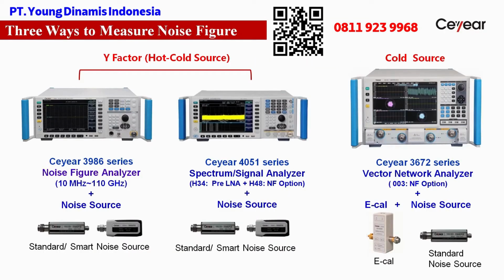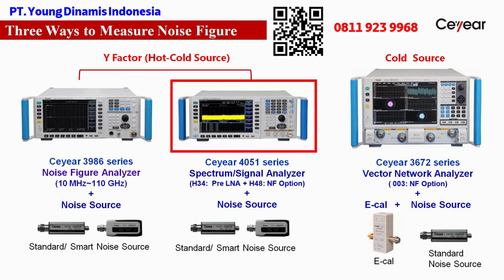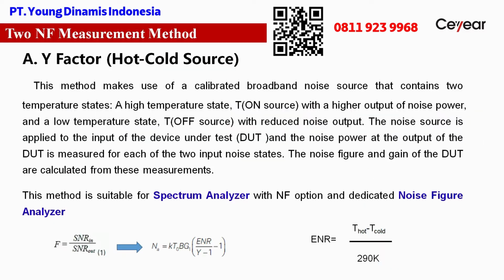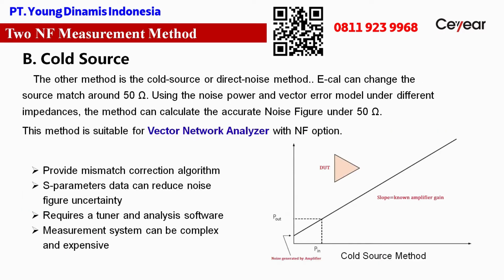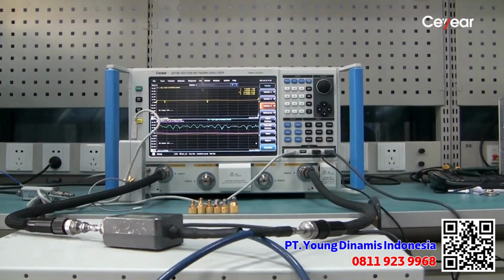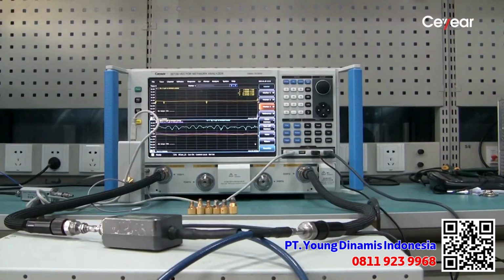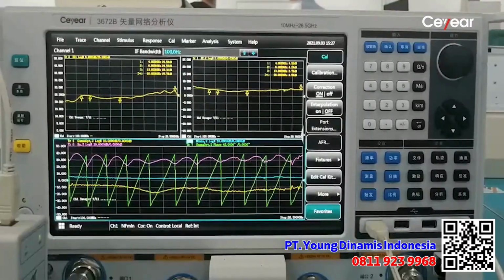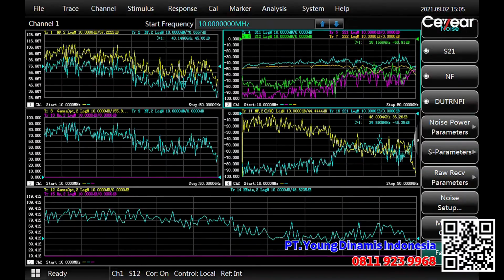There are two methods to test the noise figure: Ceyear dedicated noise figure analyzer and signal spectrum analyzer adopt Y-factor method, or called cold-hot source method. The other method is called cold source method. This method, based on VNA, has the highest accuracy and costs the most. And this method can provide S-parameters measurement as well, with only one connection.